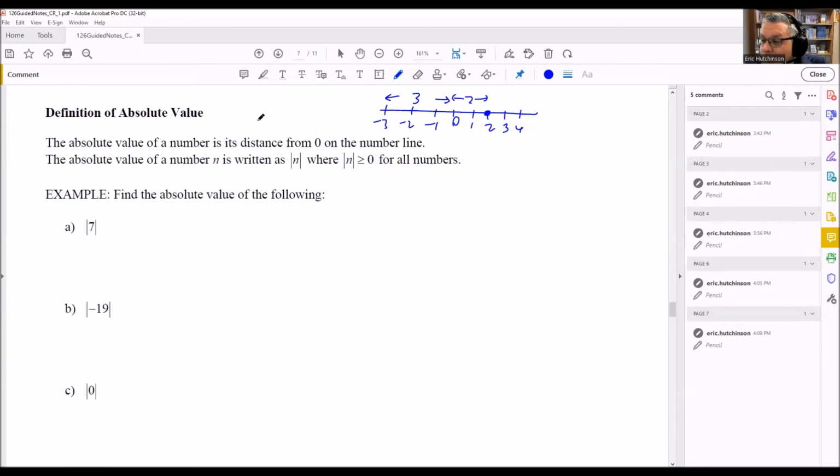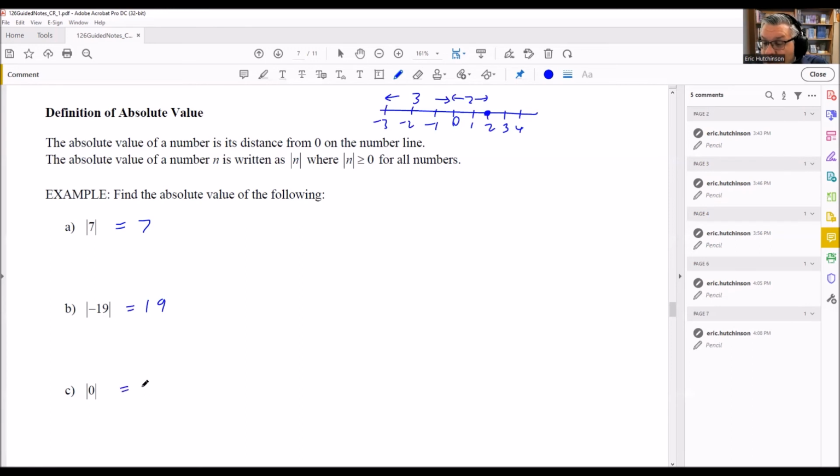So basically the symbol we use is these two little vertical lines around whatever it is, the number or the variable. And we know that this is going to be greater than or equal to 0 for all numbers. So like the absolute value of 7, well, that's just equal to 7. And then if it's -19, whatever you have inside, it's just going to be that number without the minus sign. So this is just going to simply be 19.